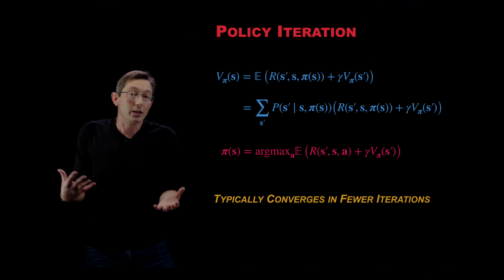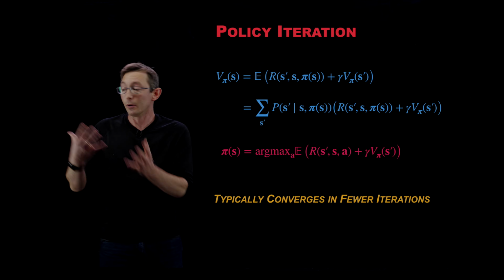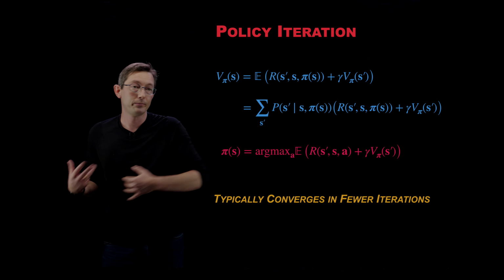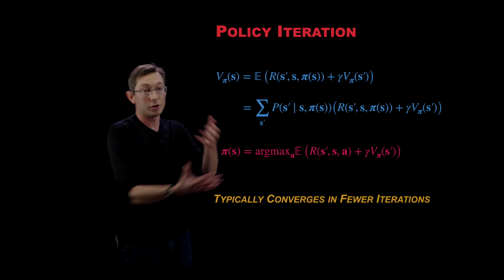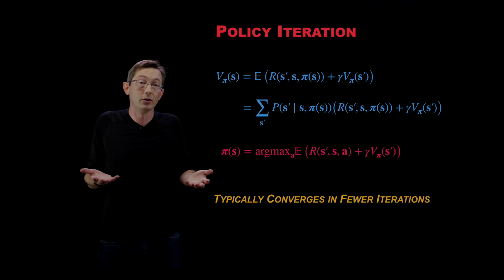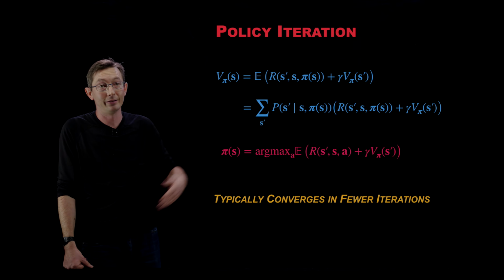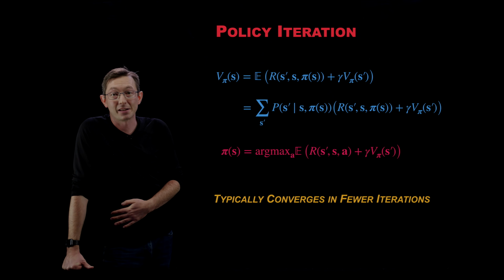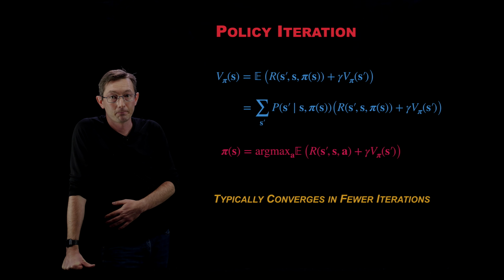And again, I would like you to try on the game of tic-tac-toe: write a program to do value iteration, write another one to do policy iteration, and compare how fast they converge. Which one converges in fewer iterations? Which one's faster on your CPU?